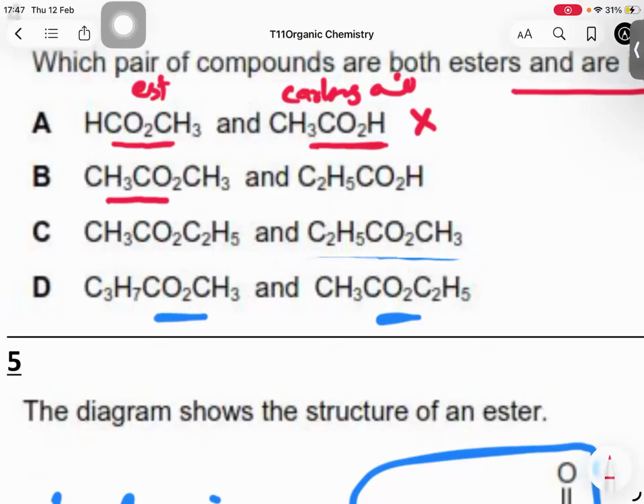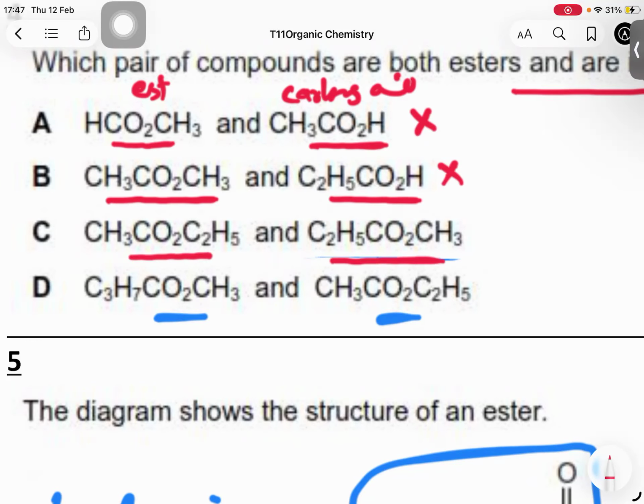What about this? Ester. And what is this? Carboxylic acid. So what about this? No. What about C? Both are esters. Now you have to see, are they isomers or not?